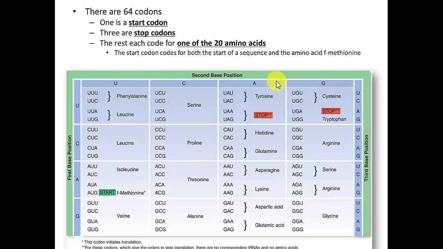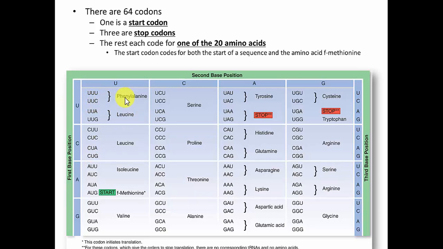And as you can see here, many of them code for the same amino acid. And we'll come back to that concept later. This is called degeneracy. So we have more than one codon sequence coding for the same amino acid in many cases. The only exception is the start codon for methionine here. But the rest of these have at least 2 or more different codons that code for the same amino acid.